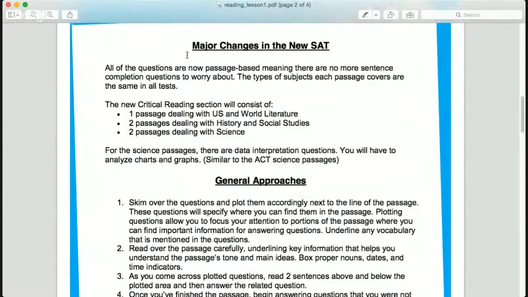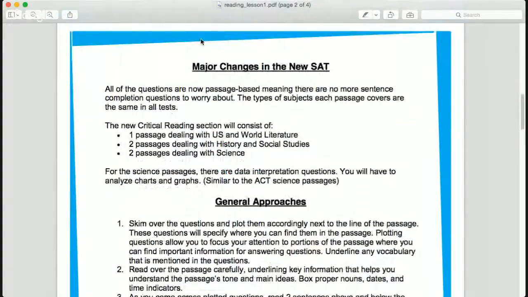And we're going to start off with how the new SAT is different from the old SAT. Now, all the questions are passage-based, which means there's no more sentence completion questions. That means you no longer have to memorize long lists of vocabulary. The types of subjects each passage covers are the same in all tests.